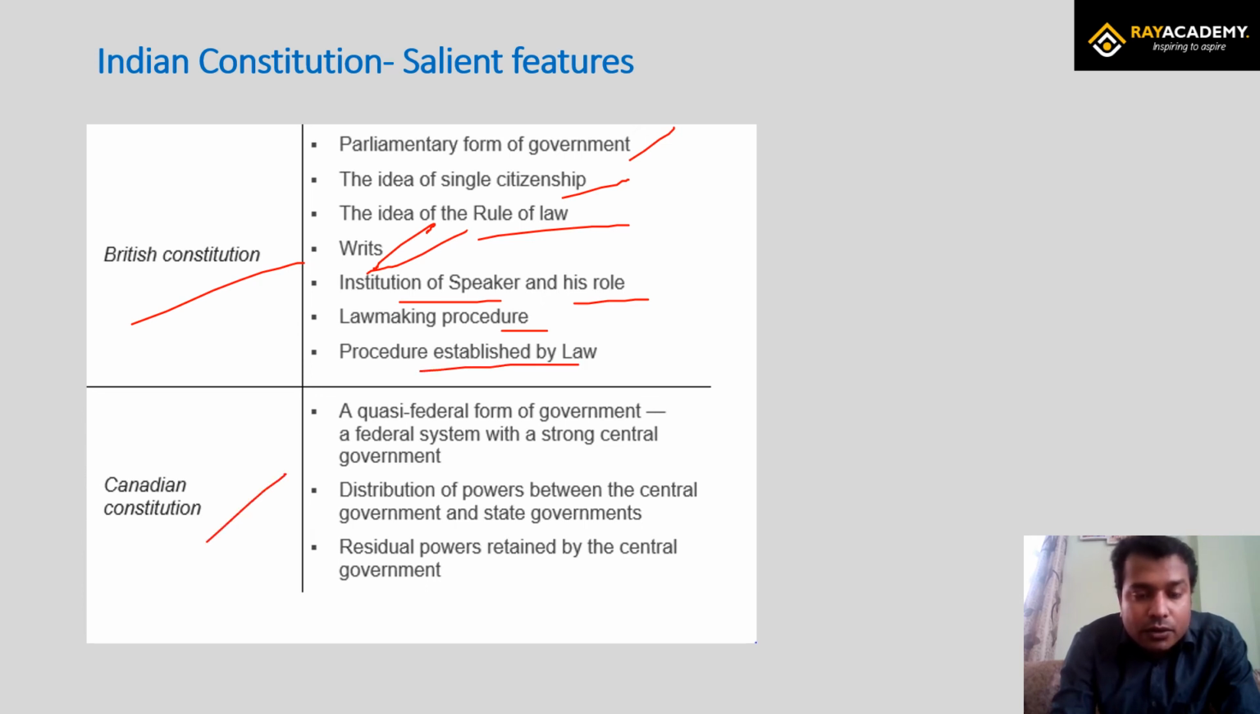From the Canadian Constitution we have referred the quasi-federal form of government, distribution of powers between the center and the state, and the residual power retained by the center. Already I have highlighted what residual powers are. Residual powers means those items which are not mentioned in any of the three lists, that is the union list, state list, as well as concurrent list.